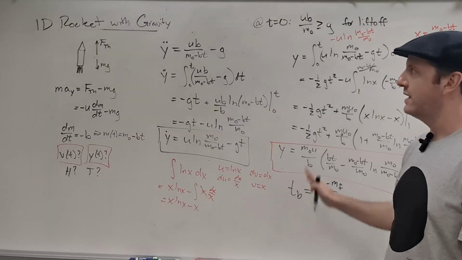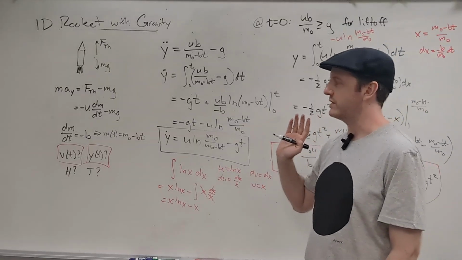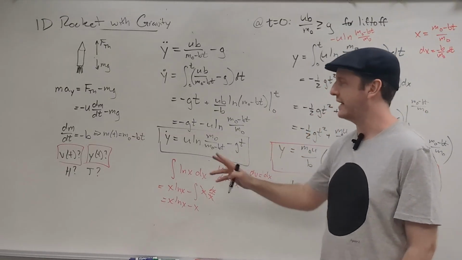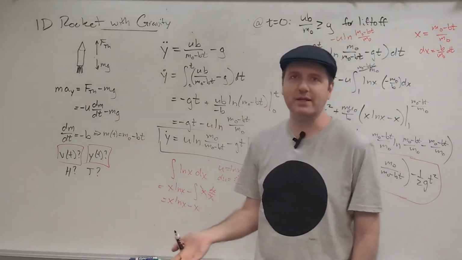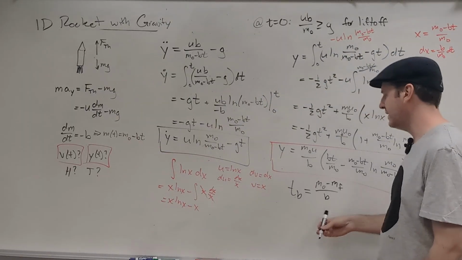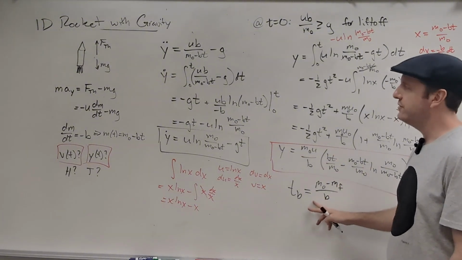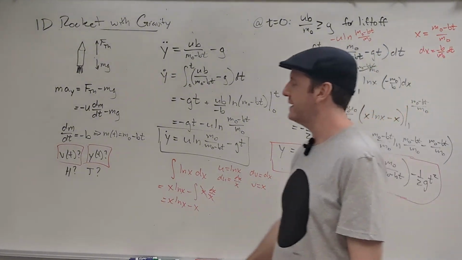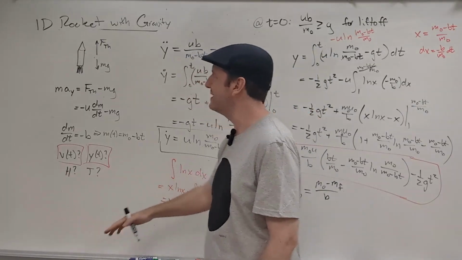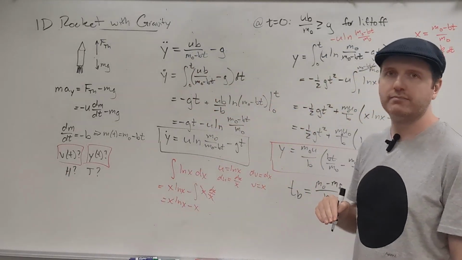After this time, it's no longer going to have any thrust. The thrust goes to zero. You don't suddenly have a negative mass or something. That would be nonsense. So let's go ahead and summarize some of these things, and we'll try to use this burnout time to find what the height is when it reaches that time.